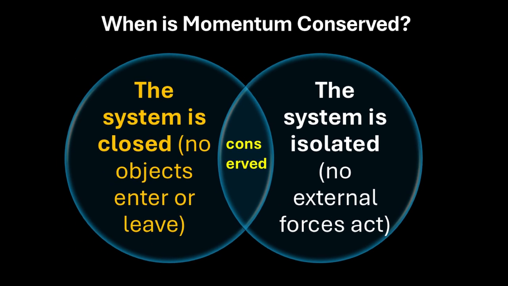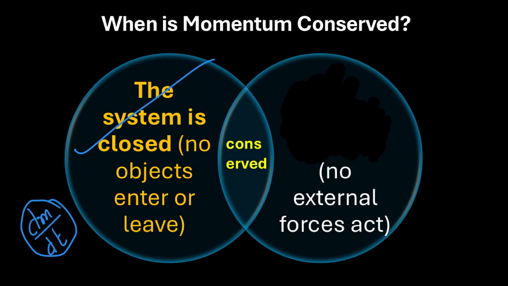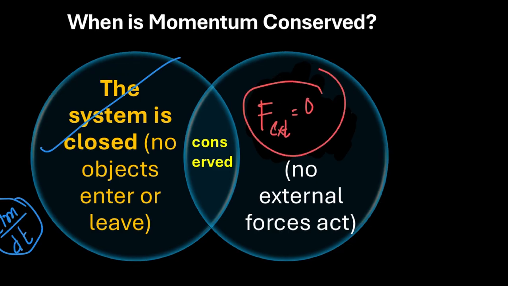So, momentum conservation needs two aspects. One, the system should be closed, which means there is no object entering or leaving. Why? Because it can influence the dm by dt part of the equation. Now comes the most important part, which is that F external is equal to 0. F external equal to 0.